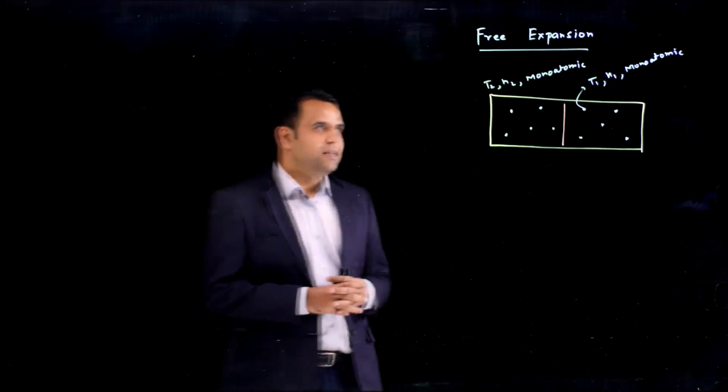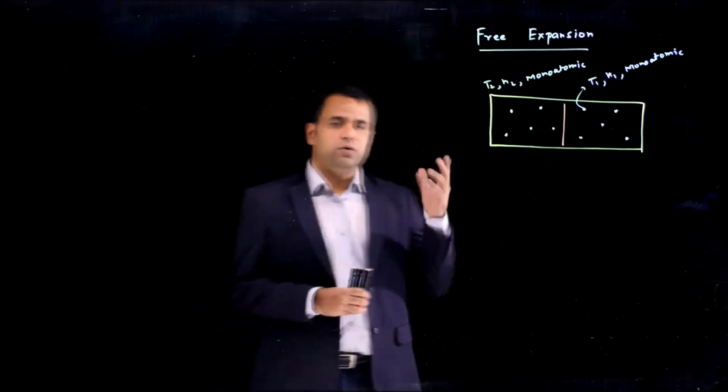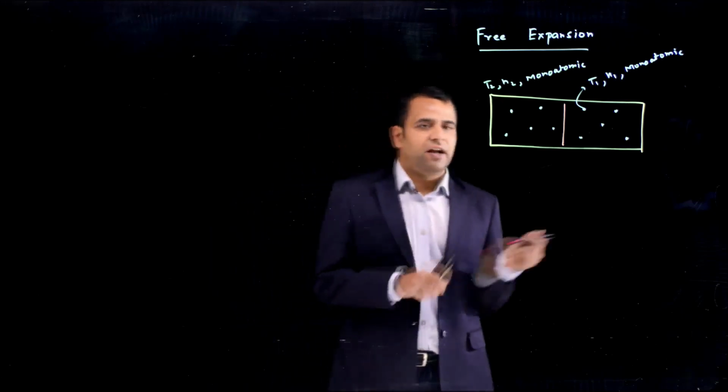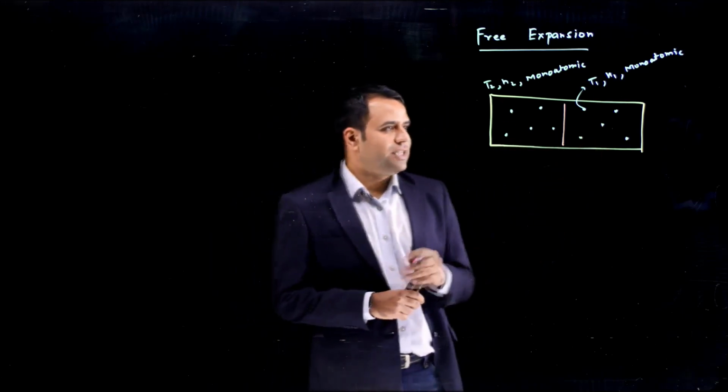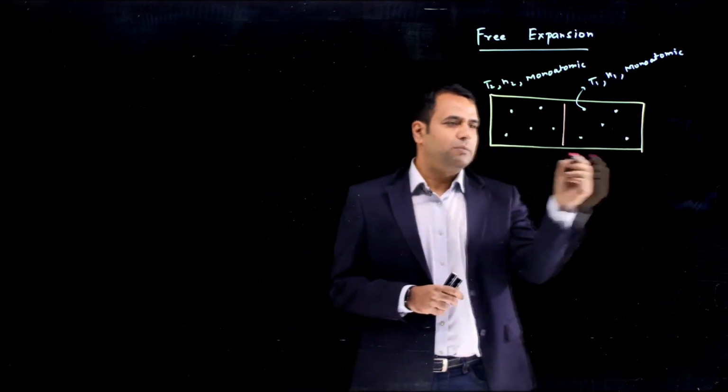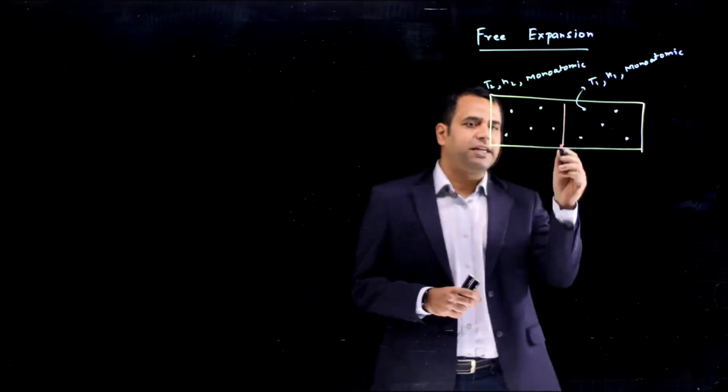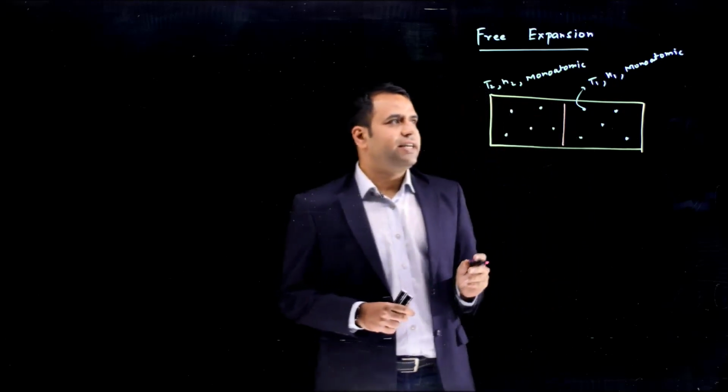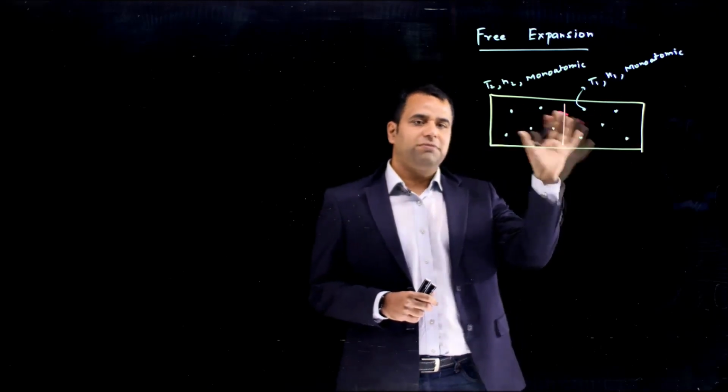Hello. So now we'll do an example on free expansion. We have this insulated chamber, the whole chamber is insulated. In this insulated chamber, there is a partition. This partition is dividing the two sides.